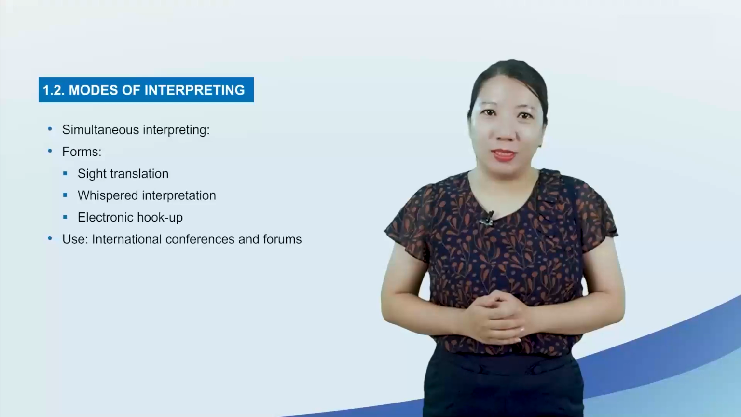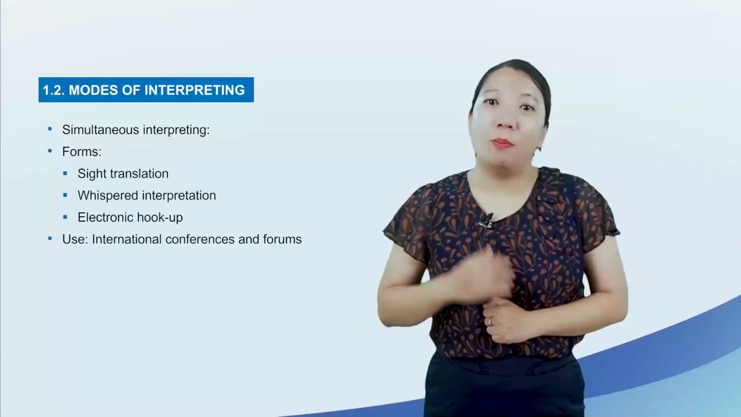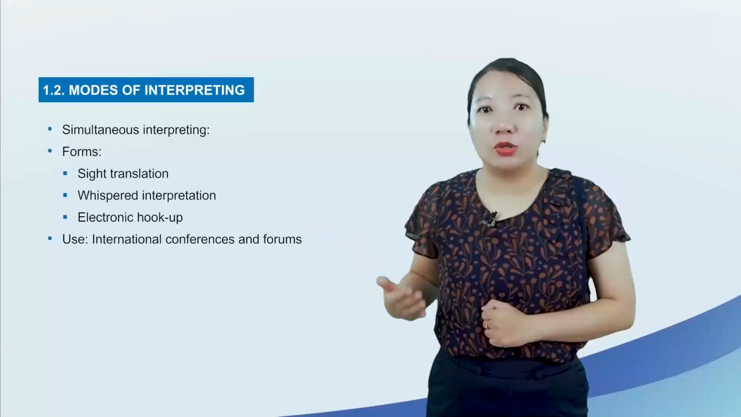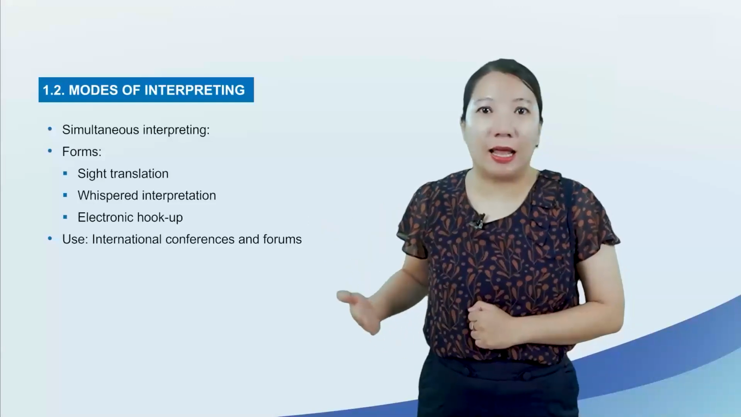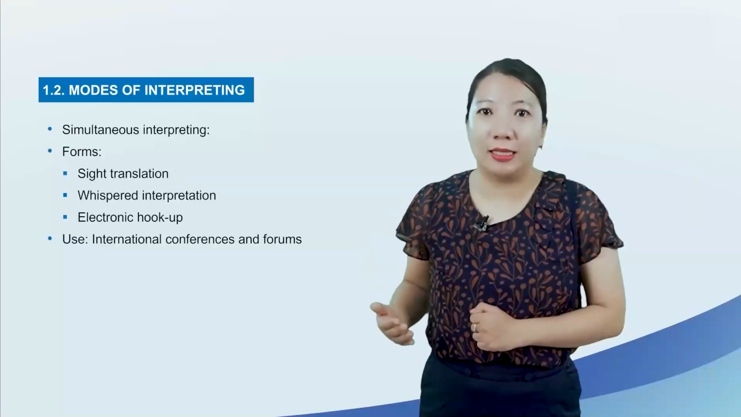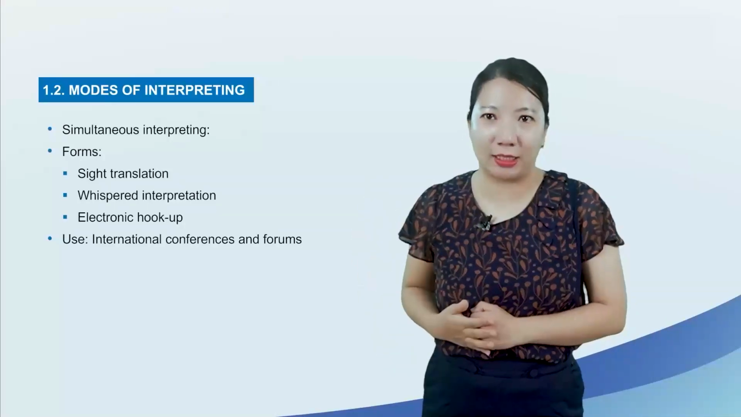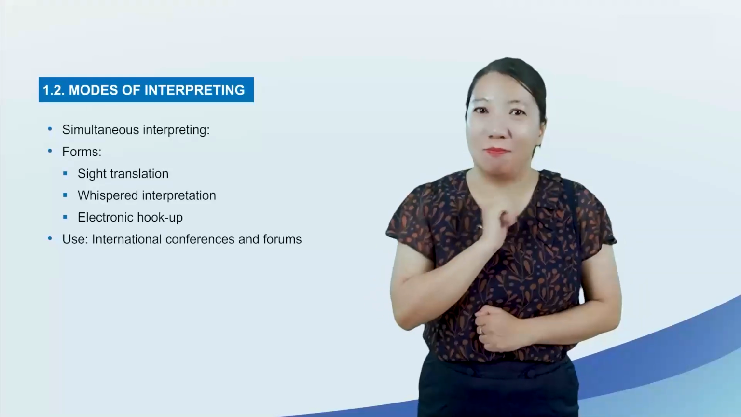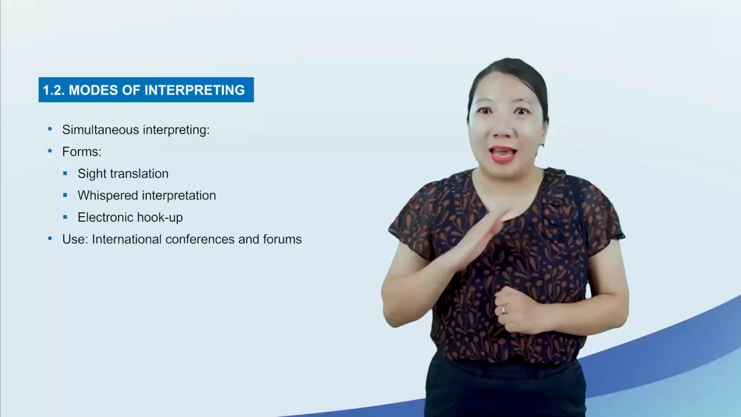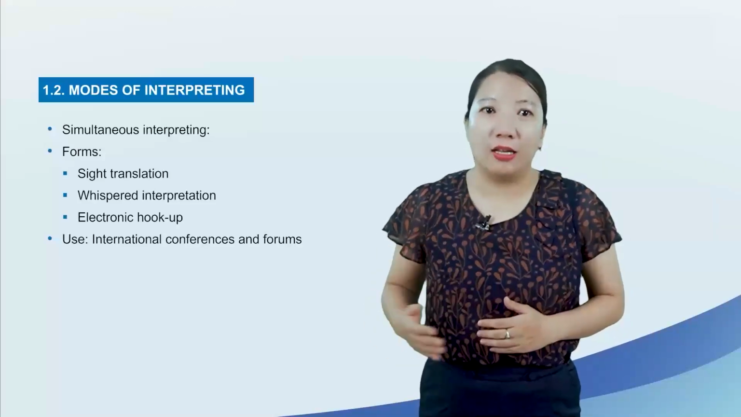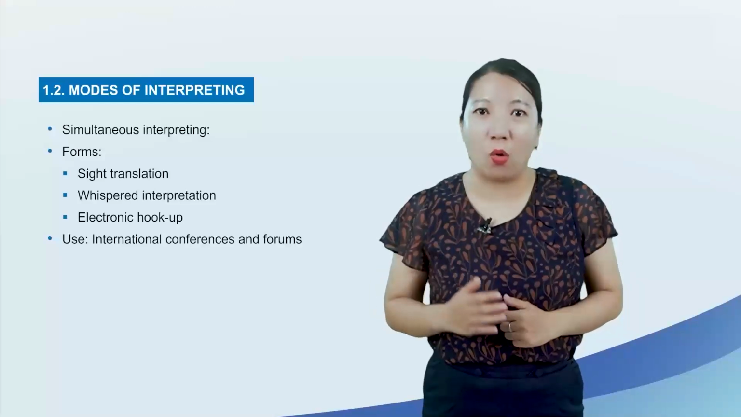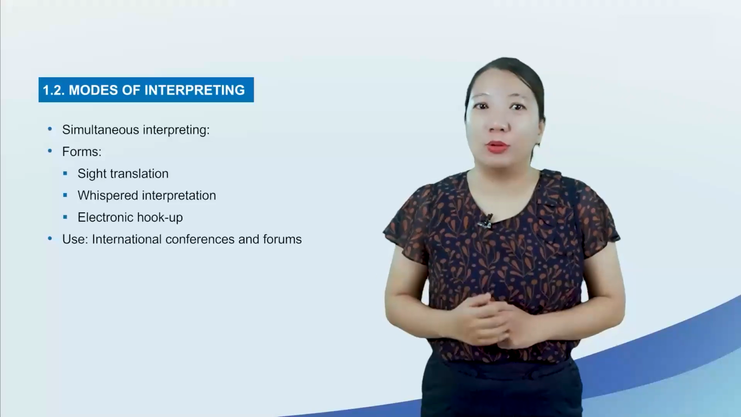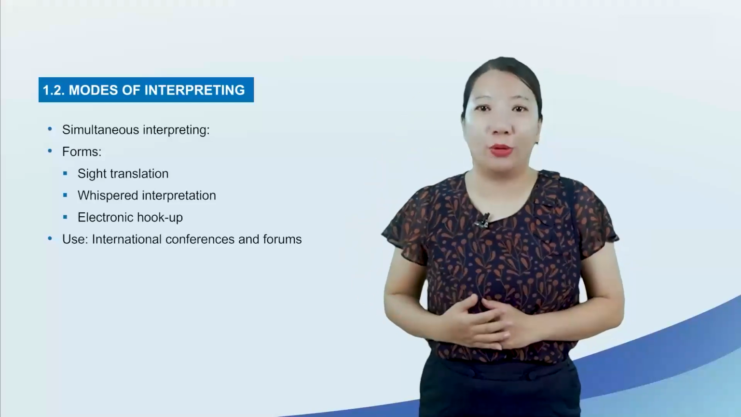In terms of the forms, simultaneous interpreting may take the form of sight translation, where a written source text is read aloud as if written in the target language text; whispered interpretation, which is known as dịch thì thầm, like at a meeting without interpreting equipment; and electronic hookup, dịch cabin, for example, at a conference with microphones and headsets and booths for the interpreters.